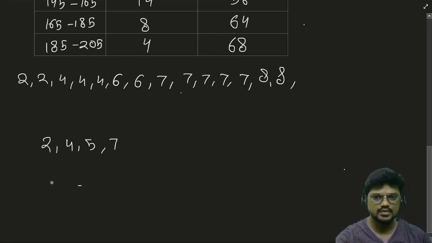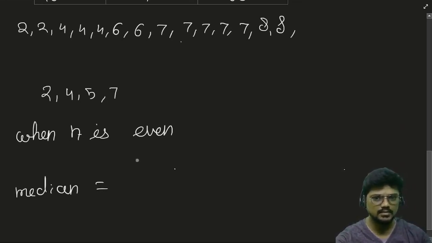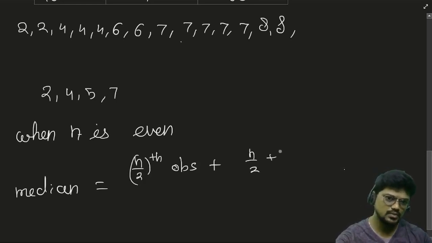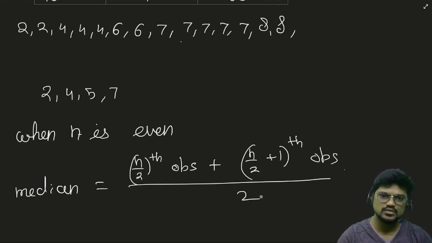When n is even, your median is given by the n by 2th observation plus the n by 2 plus 1th observation, divided by 2. Are you getting it? The plus 1 is separate. It will be the n by 2 plus 1th observation.